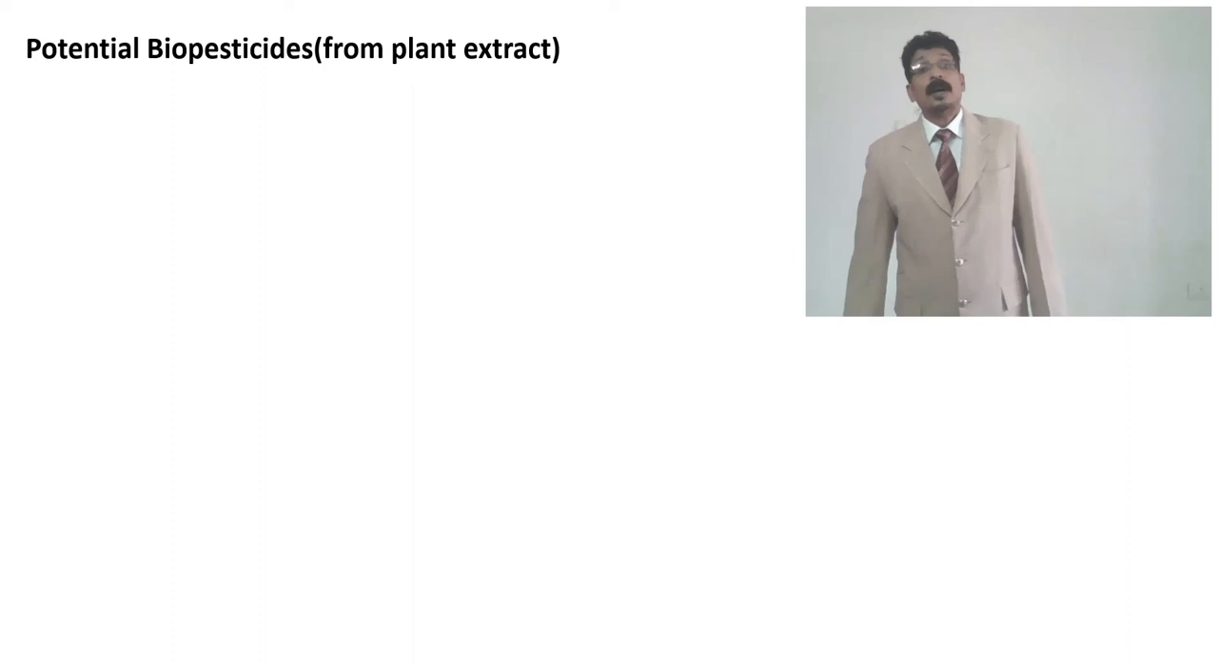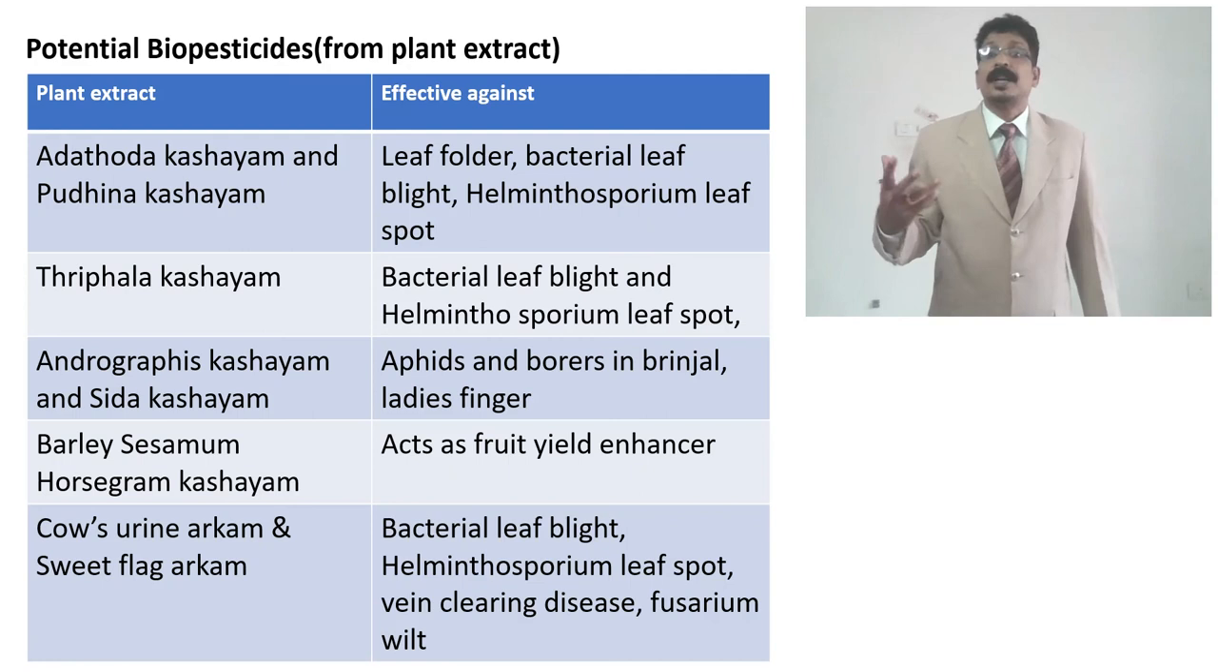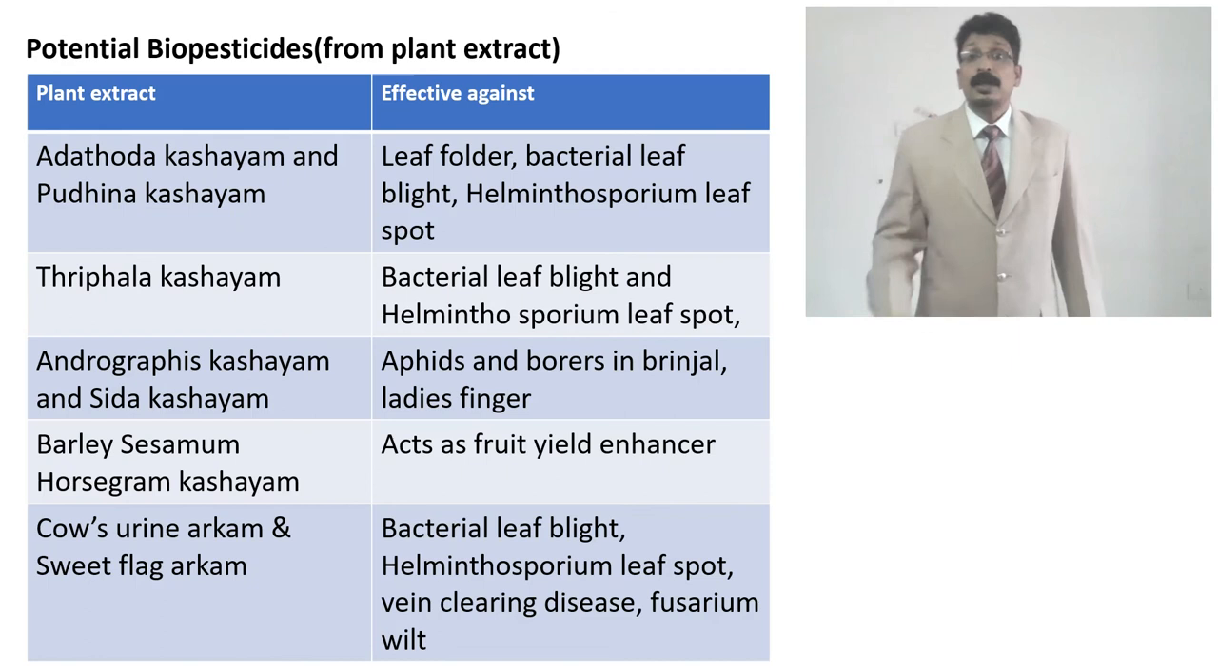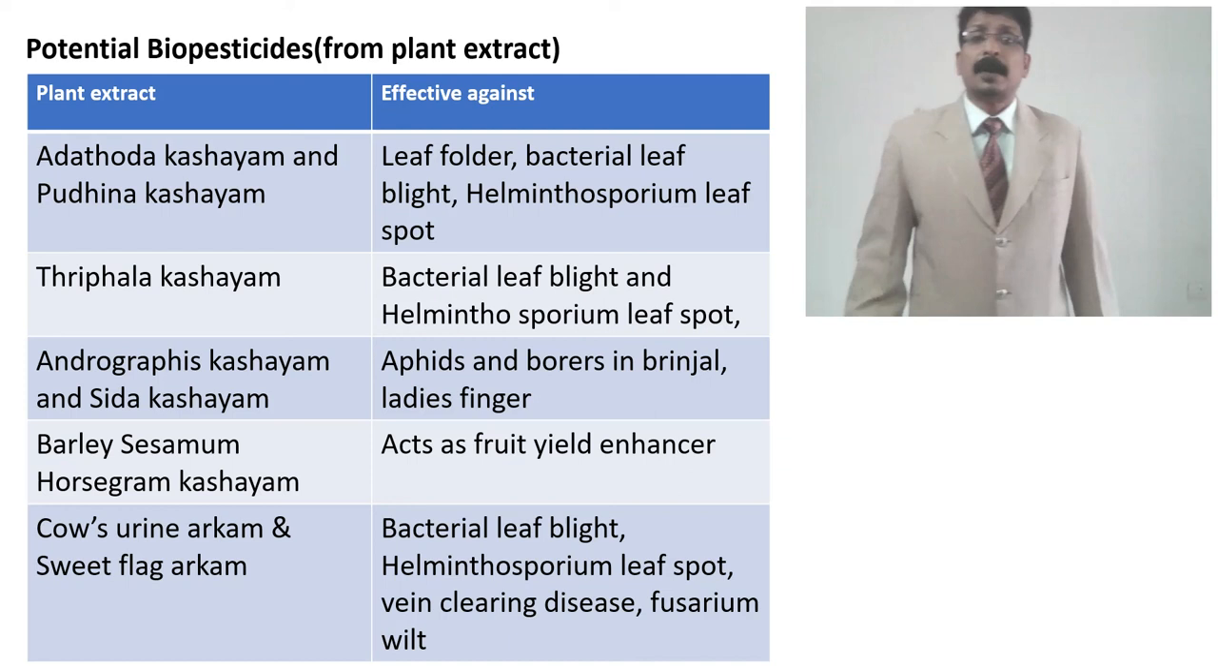And see the potential pesticides from plant extracts like Adathoda Kasayam and Pudina Kasayam, the pudina leaves which you are using. Adathoda vasaka, which we use for cough, has great value as an expectorant and a very good effect on the respiratory system. So you can see Adathoda Kasayam and Pudina Kasayam can also be used as a natural pesticide. Leaf folder: sometimes a leaf will be folded and it will spoil the plant. That can also be avoided by this Adathoda Kasayam.